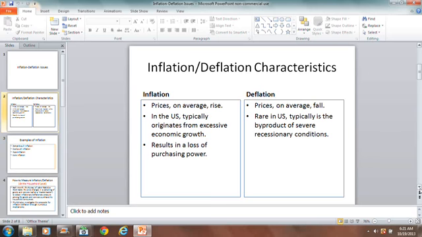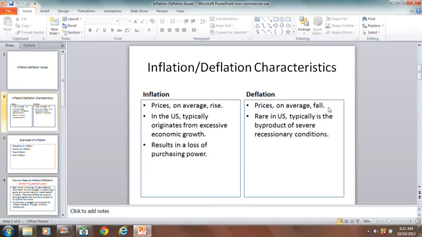Now in this chapter, I'm going to have a very clear bias towards inflation, because in the United States it's typically our concern. Our economy is typically growing, and because of that growth, we have to always be aware of inflationary tendencies. I will mention deflation, and we'll look at how to calculate that as well.